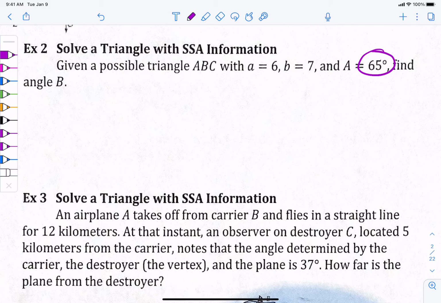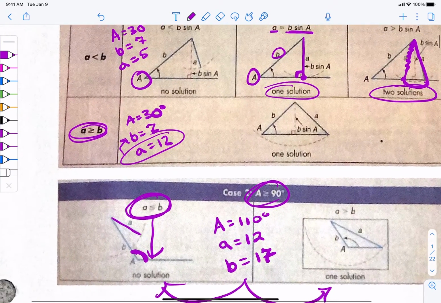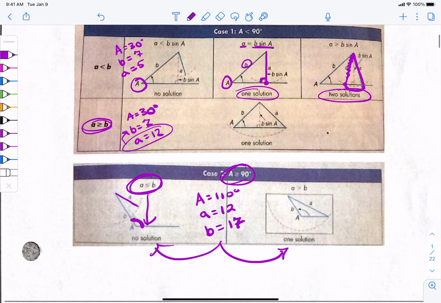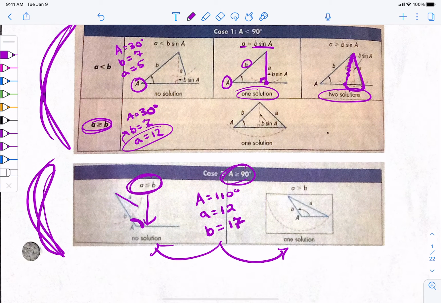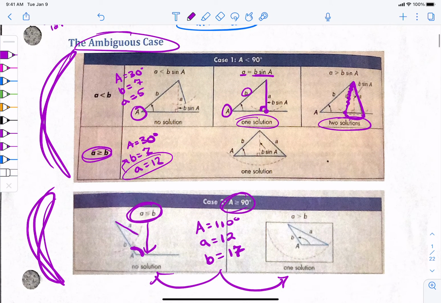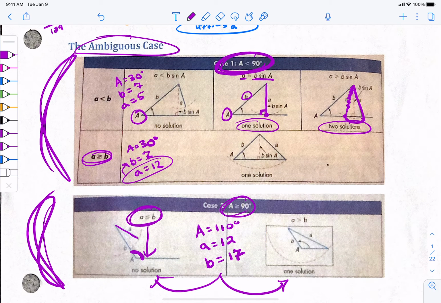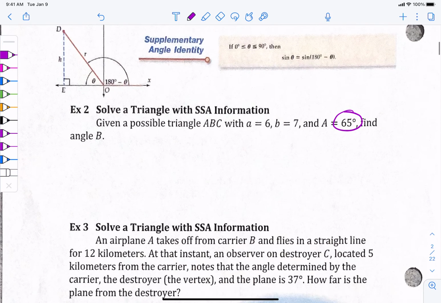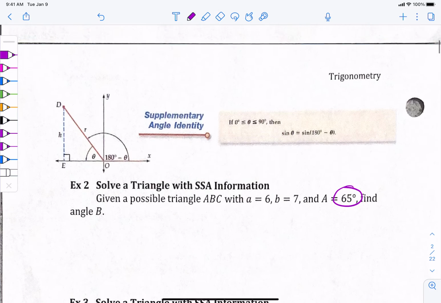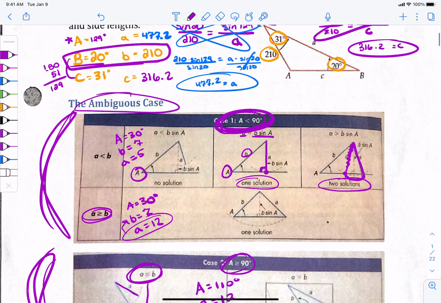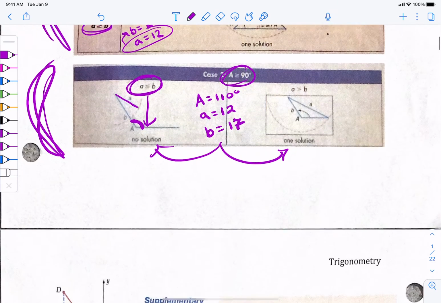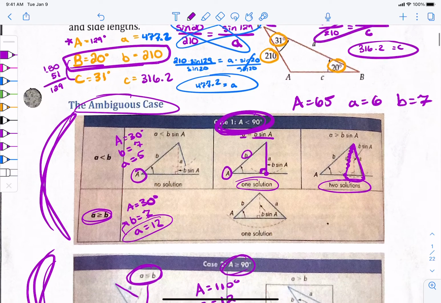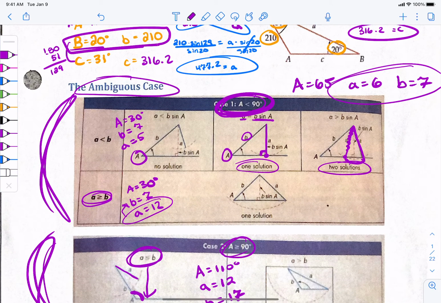Okay, so let's look at capital A first. Capital A is 65. So which chart am I looking at? The top one or the bottom one? I'm looking at the top one because A is less than 90. Now let's say lowercase a is 6 and lowercase b is 7. I'm just going to write this at the top here: A is 65, lowercase a is 6, lowercase b is 7. Did I flip those around? No, we're good. Now we're going to check these two in relationship to that one and see which of those three we're looking at.